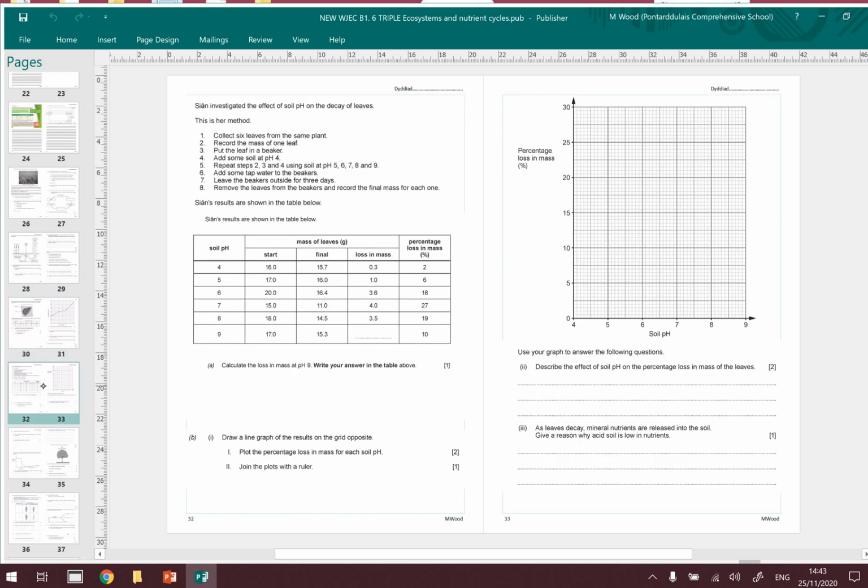Page 32 and 33 is also about decay. It's just from a different perspective. It's looking at how pH of the soil alters decay. So that goes from page 32, 33 to page 34.